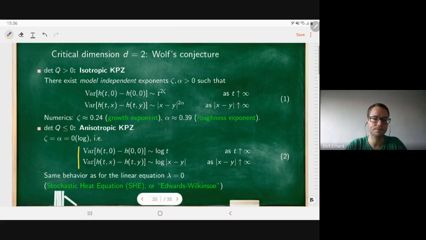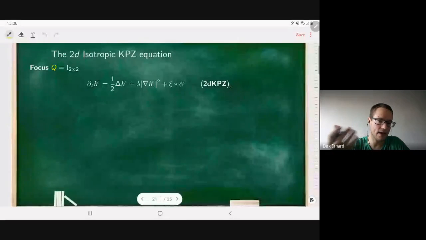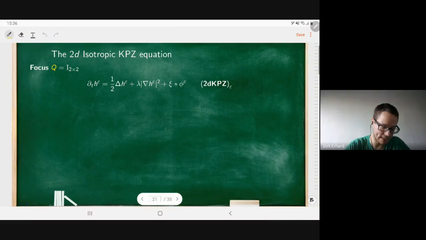Now let me explain to you what we know. So I will first go to the isotropic case. Mathematically, what has been done is to choose Q to be the identity. In this case, the nonlinearity is the gradient of h squared. And what is this here? I told you that the equation is not well posed, so you can't really directly work with the equation. So you need to regularize the equation. So this phi epsilon here.